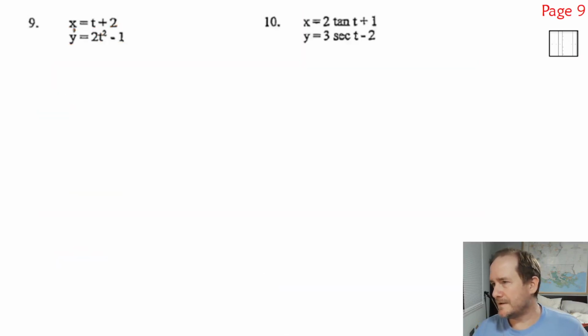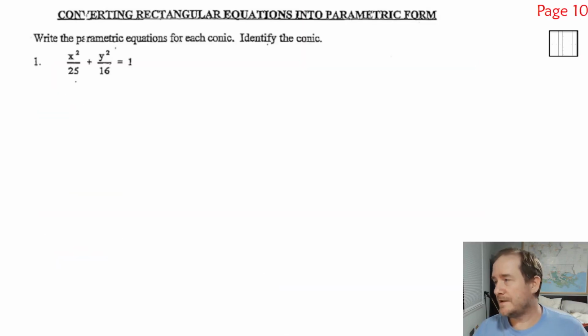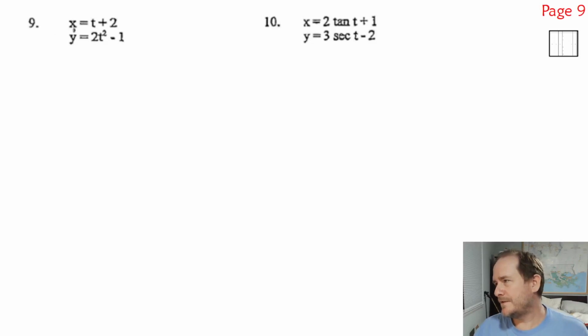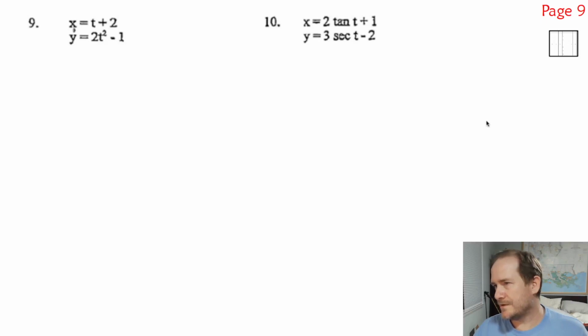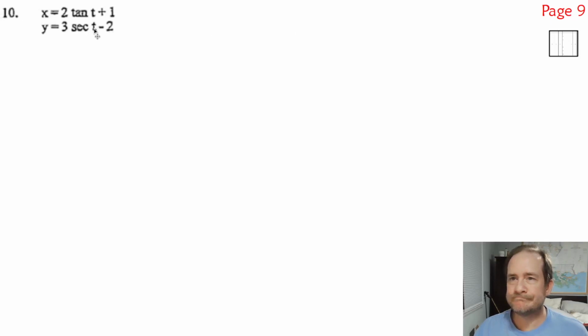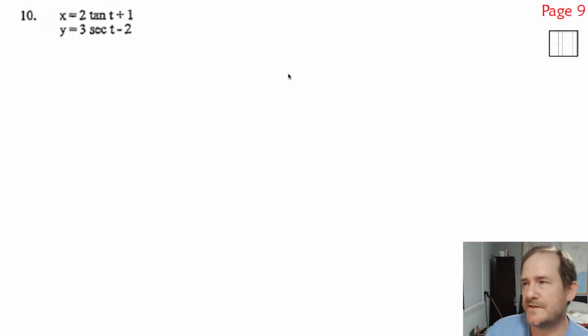And finally, 10's the last one. So obviously, I'm not going to do anything from page 10. There is an answer key for that, so just look that over, and hopefully you're okay. So this last one. Again, if you've been paying attention, then you already know what it is.